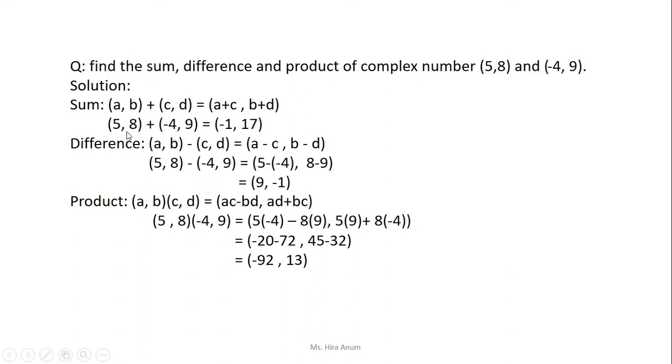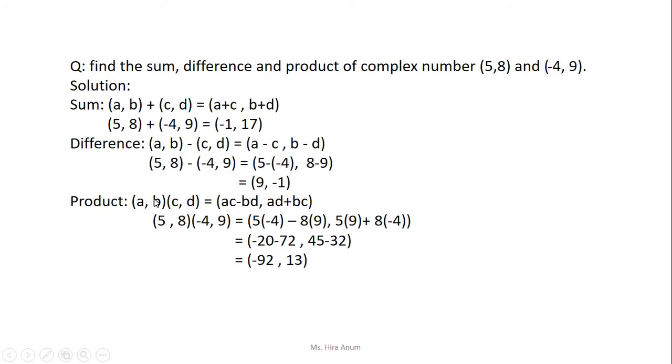(5, 8) plus (minus 4, 9). 5 minus 4 equals minus 1. 8 plus 9 equals 17. Similarly, difference: a minus c becomes 9 because we have 5 minus minus 4. We have 9. b minus d, so 8 minus 9 equals minus 1.